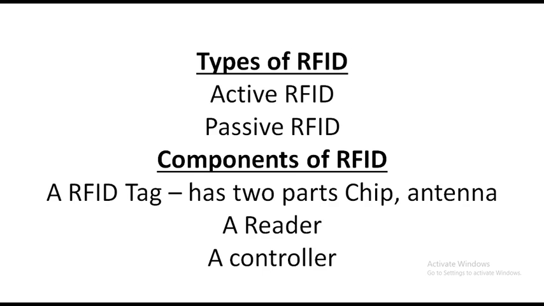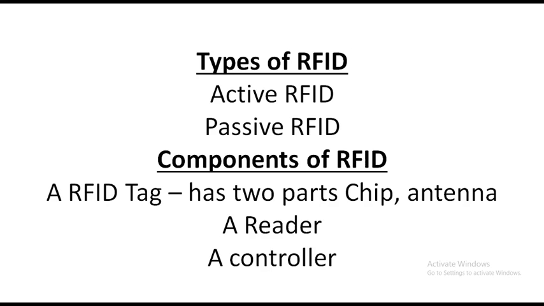In a passive RFID system, the reader antenna transmits electromagnetic waves that are received by the tag antenna. In every RFID system, an antenna will be there, and the reader antenna will be there. The reader antenna transmits the data as electromagnetic waves, and that is received by the tag antenna. After that, the antenna will give the information to the controller.